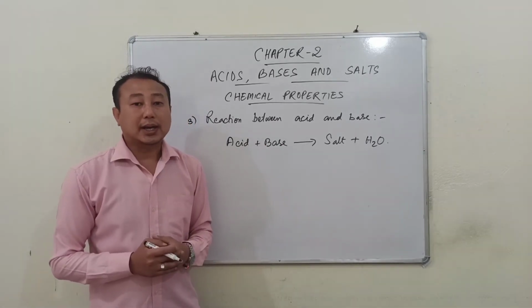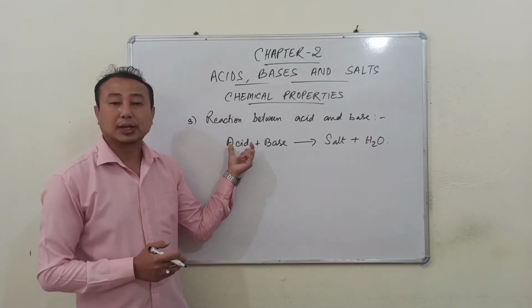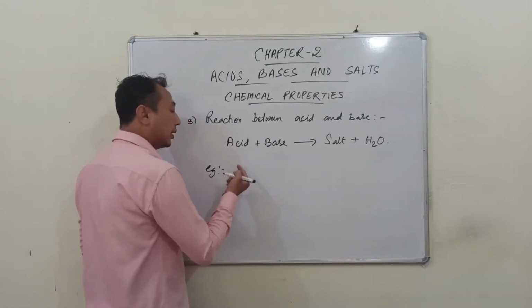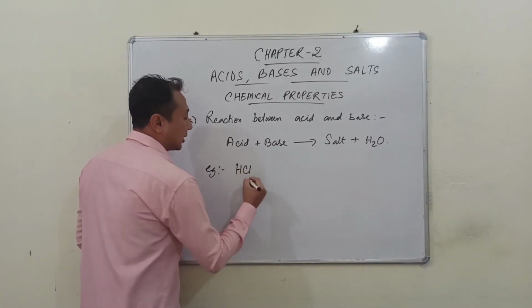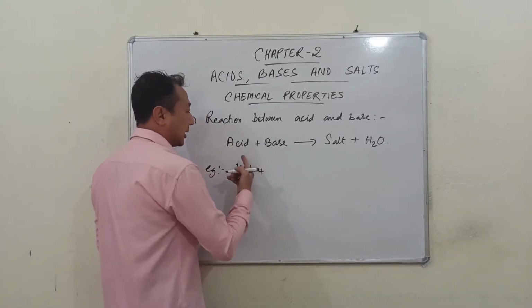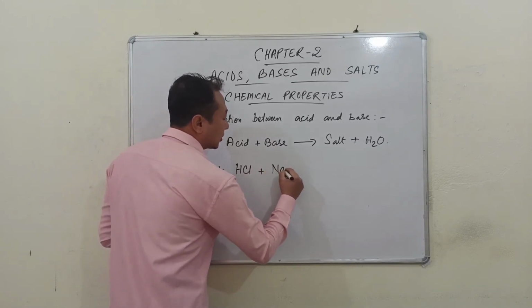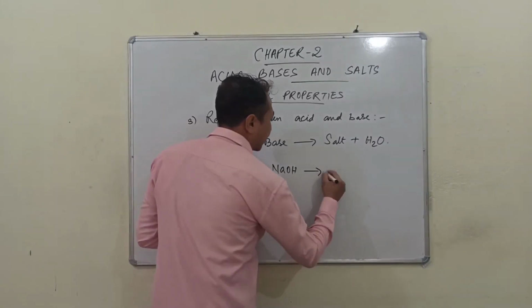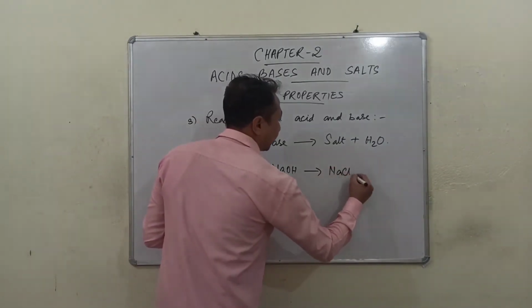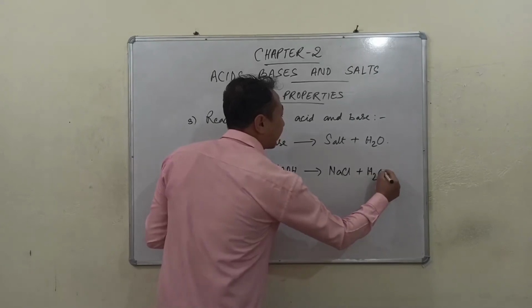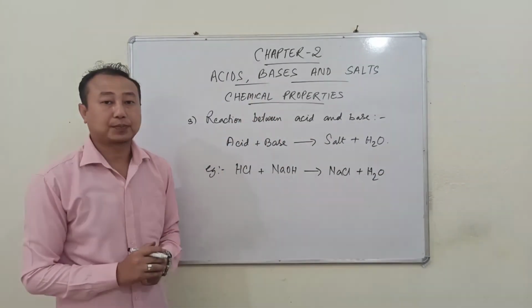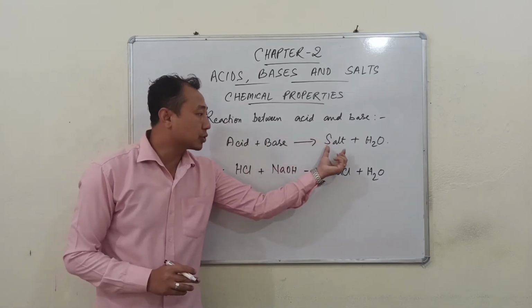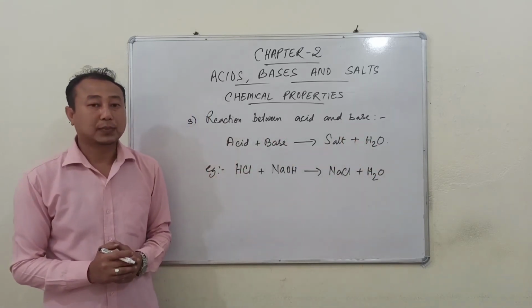Now, let us take up an example of the reaction between an acid and a base. Here, let us take hydrochloric acid as an acid, and for the base, let us take sodium hydroxide. When these two are reacted, it forms sodium chloride, which is a salt. Along with that, there is a formation of water. So whenever we react an acid and a base, there is formation of salt and water all the time.